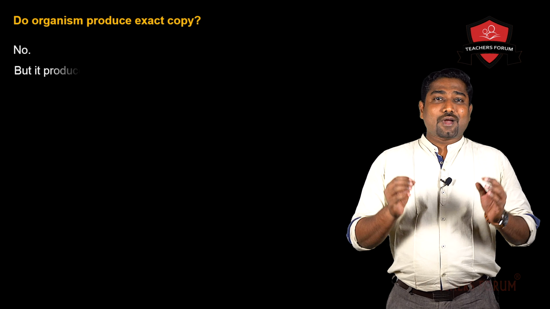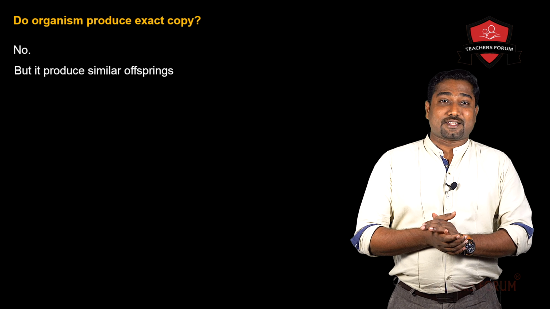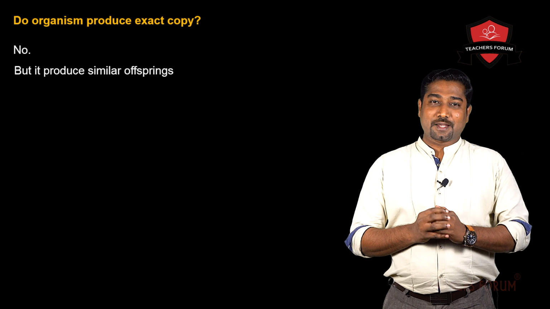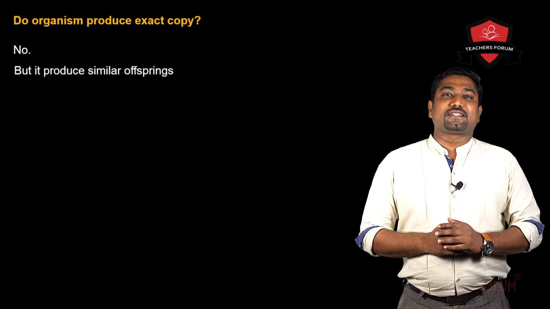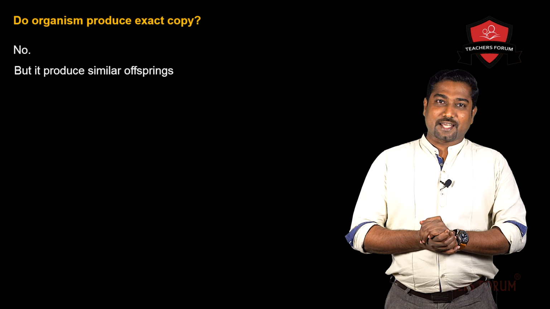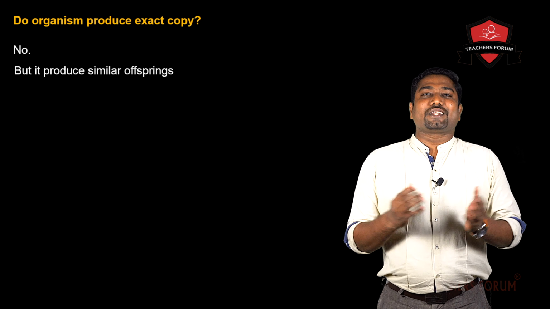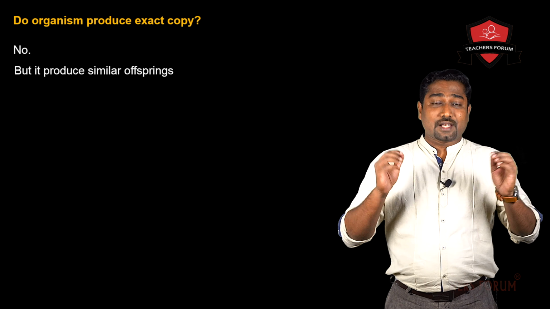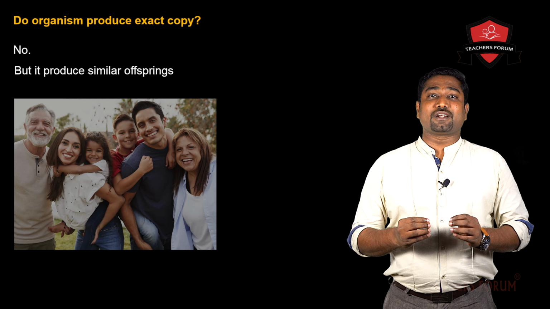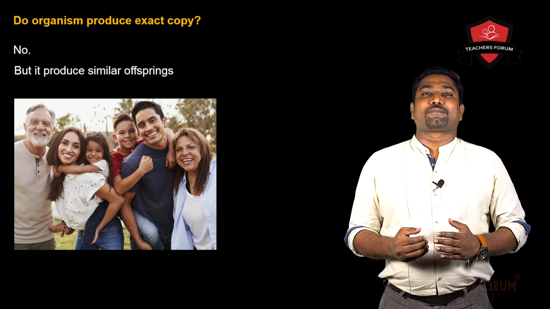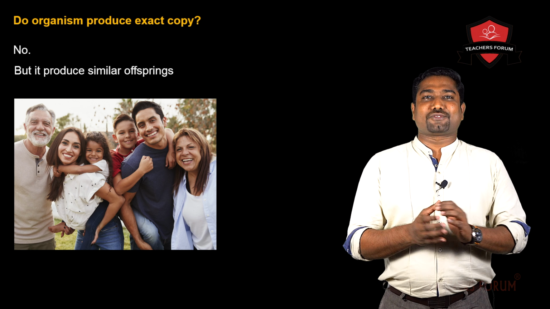Look at you. You have similar characters to your parents, and also similar characters to your siblings. But there are some dissimilarities between you and your siblings and parents, right? Like that, when organisms reproduce, they produce young ones similar to their parents. When humans reproduce, they produce young ones which look like humans. An elephant produces young ones which look like elephants. So it must be similar to their parents.